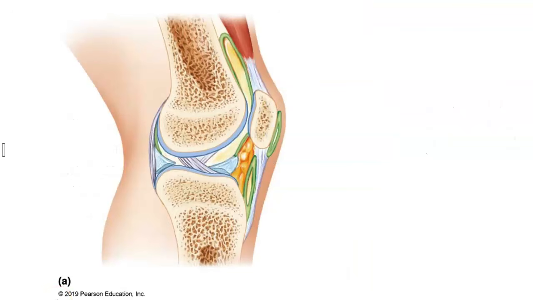In addition to the synovial fluid, sometimes there are additional modifications in the joint that will work to reduce friction. Here we're looking at the knee, and do you notice these wedge-shaped pieces of fibrocartilage? These are menisci, and a meniscus is a piece of cartilage that subdivides the joint, and that works to greatly reduce the friction in this joint.